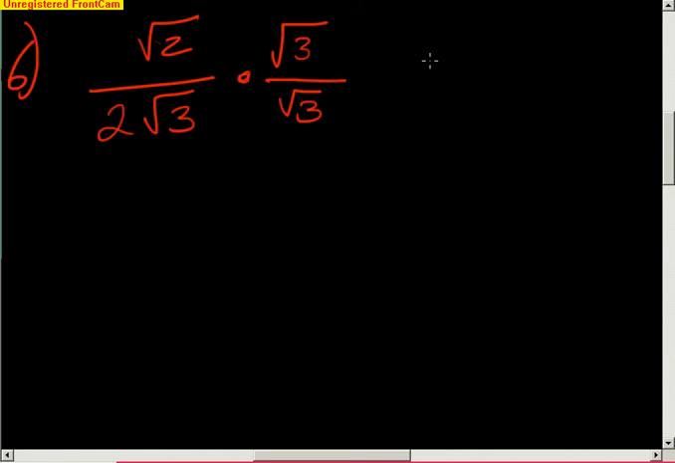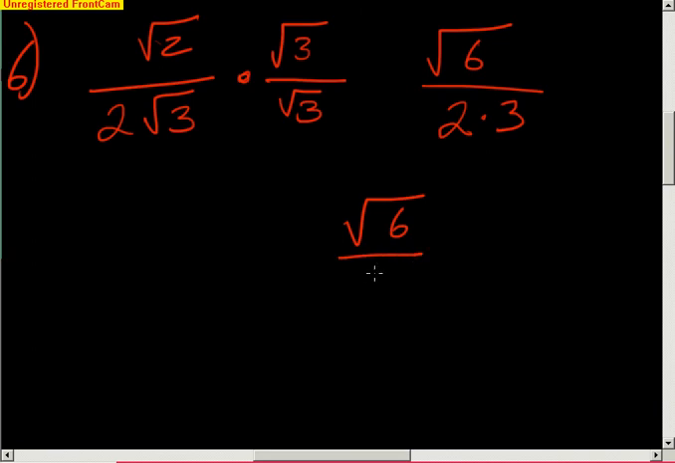So if I multiply the top, I'm going to get root 6, it's 2 times 3, and then in the denominator, I'm going to get 2 times 3, right? Root 3 times root 3 is 3. And so I'm going to get root 6 over 6. Wait a minute, can I divide these two? I can't. The square root of 6 is some number between 2 and 3.